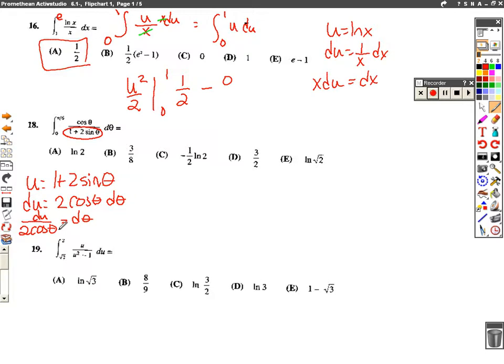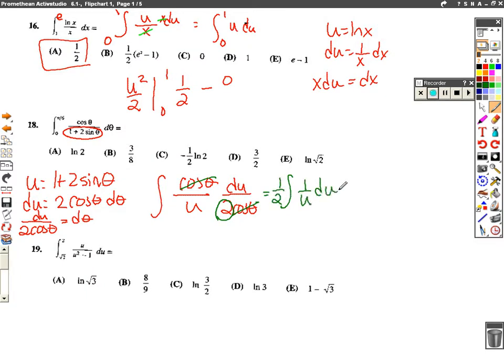Alright, let's go back and rewrite my expression. It's the integral of cosine of theta over u times du over 2 cosine of theta. My cosine of thetas cancel out. But I pick up this extra 1 over 2 term, so this is going to become the integral of 1/2 times 1 over u du.